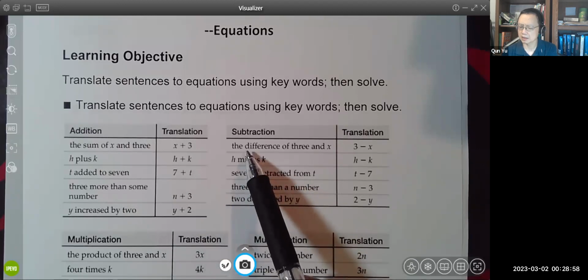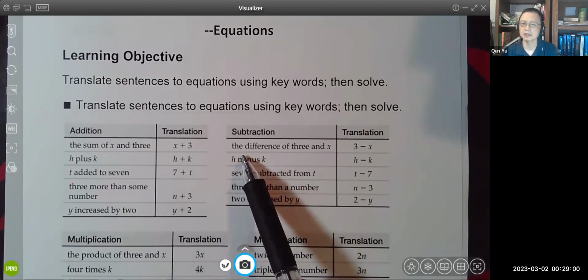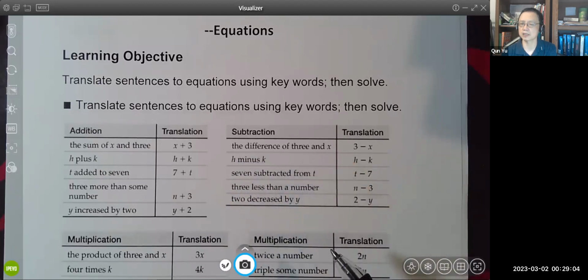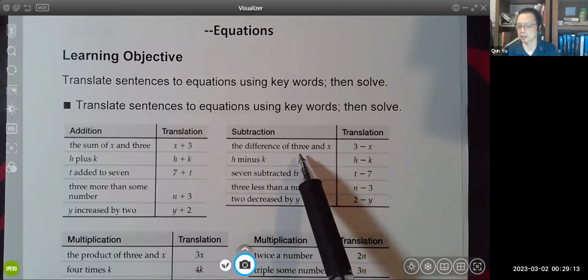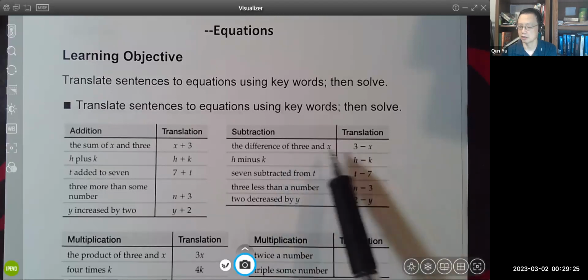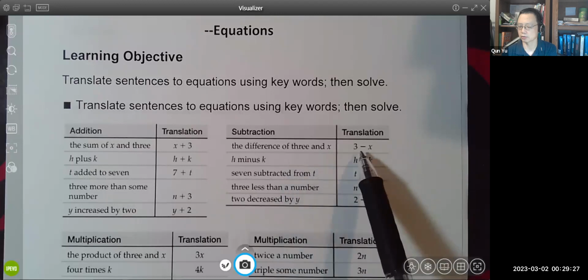And now let's look at subtraction. The difference of 3 and x. We all know in subtraction, the order makes a difference. Say 5 minus 3 is not the same as 3 minus 5, right? That's why we need to pay attention to which number should be the first in subtraction, which should be the second. Usually the first one that appears in the description will be the first number. So the difference of 3 and x is 3 minus x.